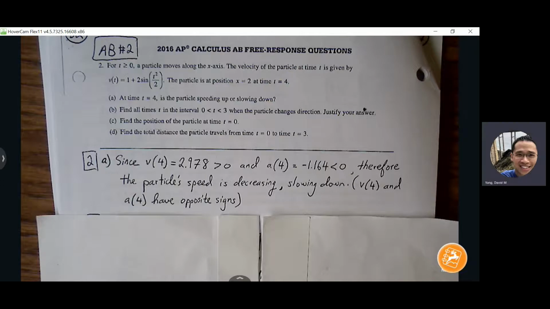Part B, find all the times t on the interval from 0 to 3 when the particle changes direction. So the particle changes direction when velocity changes signs. So we can just graph our velocity function and see where it crosses the x-axis.